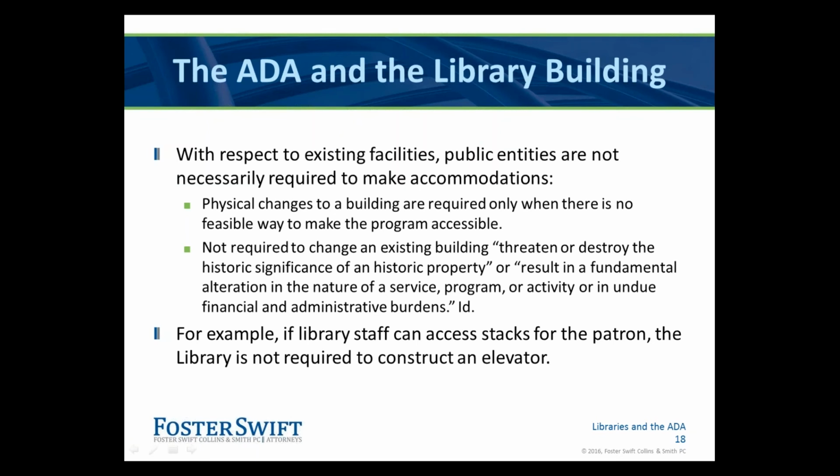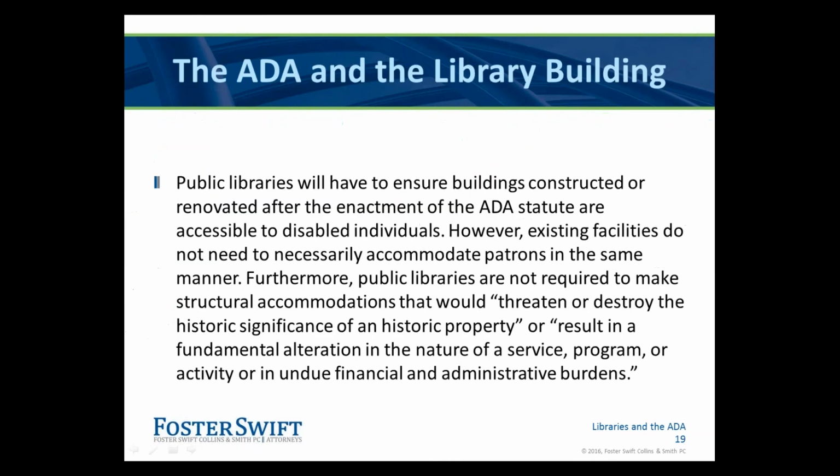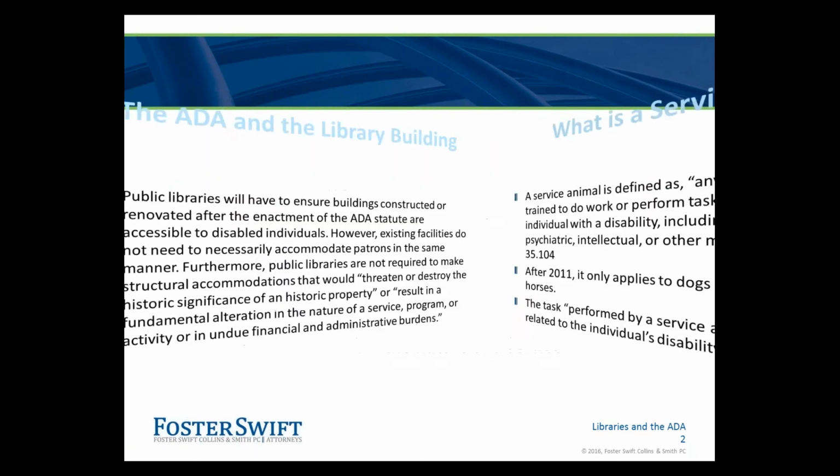And I've already given you the example about the stacks and the elevator. I know I've been in a lot of old buildings that have a lot of narrow elevators and narrow stacks, and typically there are ways to accommodate that. If there is not, that's when you need to talk to your architect and get some consultation on whether the ADA would apply. So again, public libraries have to ensure buildings constructed or renovated after the ADA are accessible to disabled individuals. Existing facilities may not necessarily be required to make changes unless there are triggers, which we've already discussed.